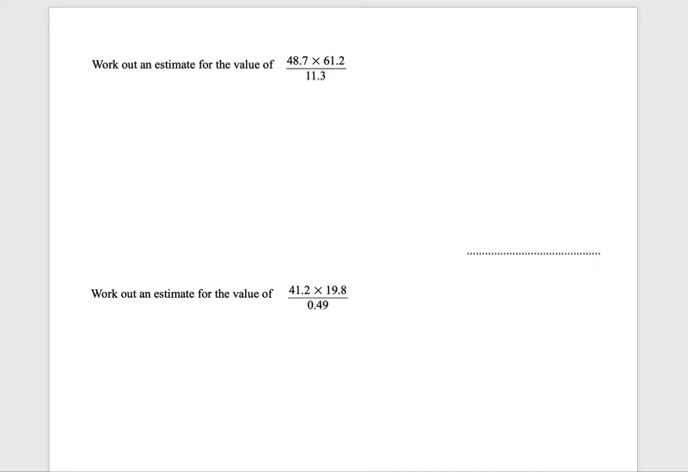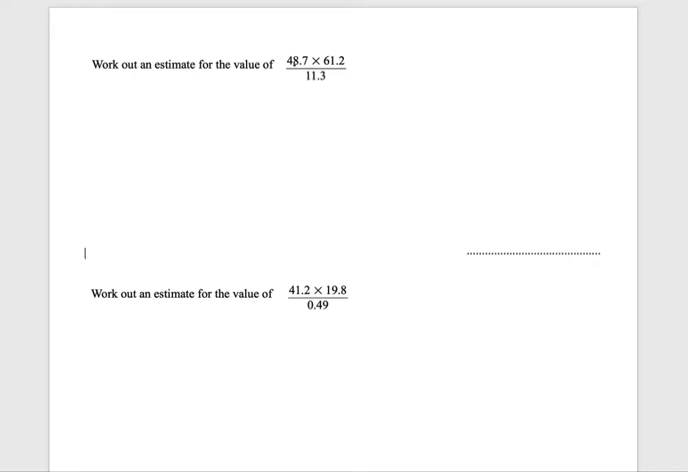Our first exam question says, work out an estimate for the value of 48.7 multiplied by 61.2 divided by 11.3. Now, whenever you're estimating, it's always best to round to either one significant figure or two significant figures. Okay, so in this case, I'm going to round to one significant figure.